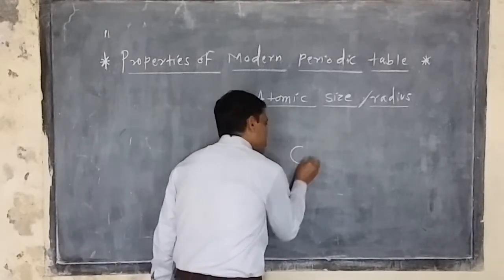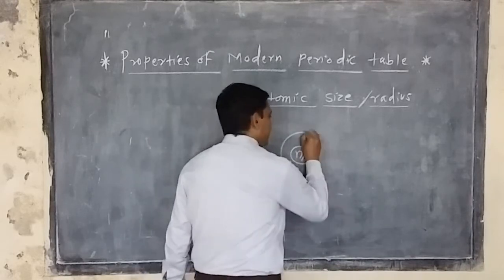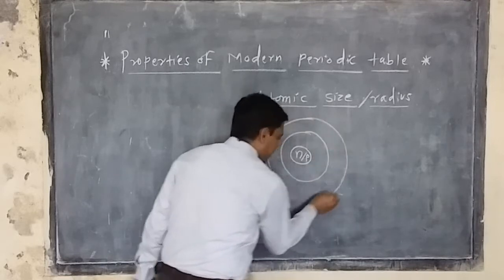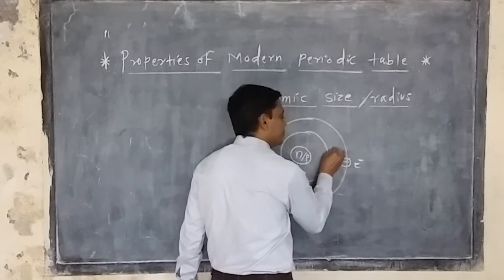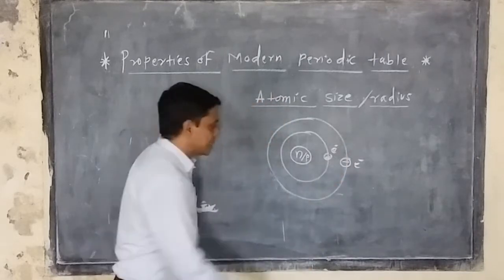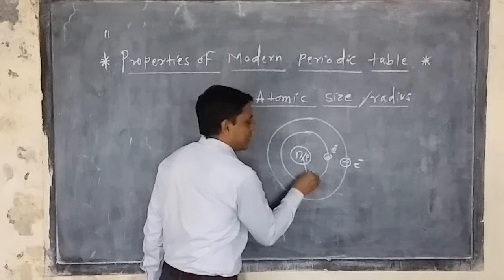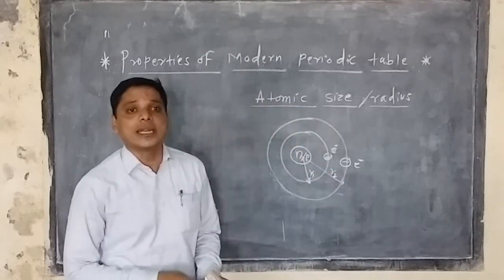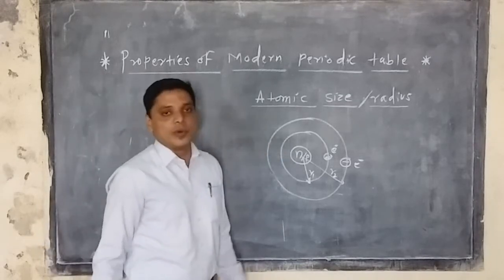Suppose this is a nucleus in which neutrons and protons are present. Then there are various shells, correct? And in these shells the electrons revolve around it. So the distance from the nucleus to the outermost shell is called its atomic size, or its atomic radius. This is the first important factor.